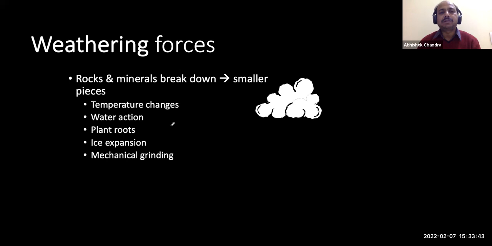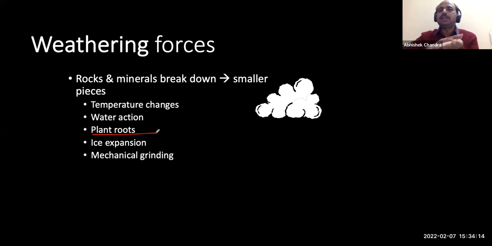Second is water action. How does water erode and weather the rock? After that, it is also involved in soil erosion and plant roots. Maybe you have seen that in the rainy season, when water flows continuously over a surface, a green layer develops.